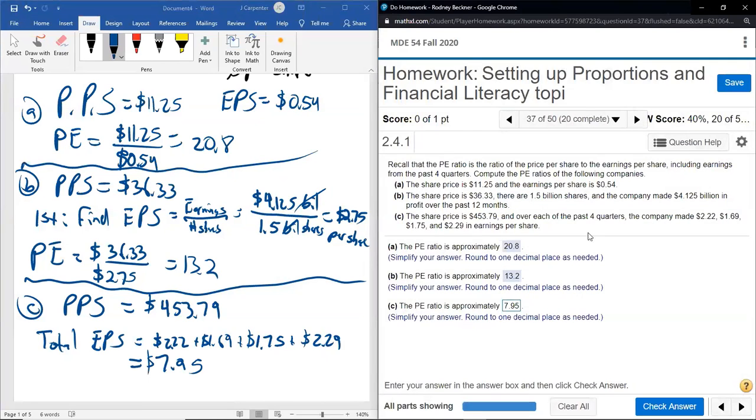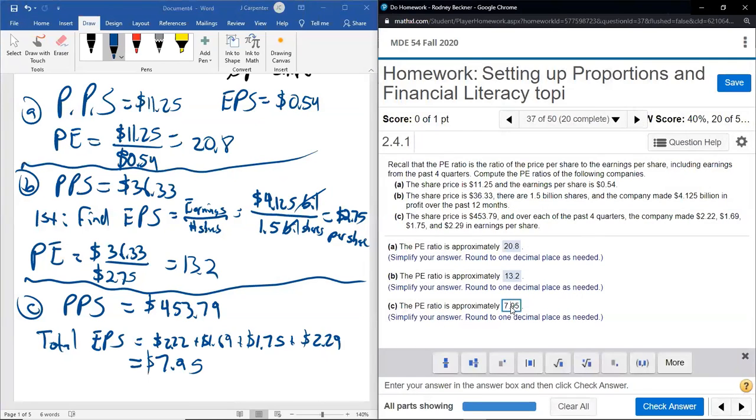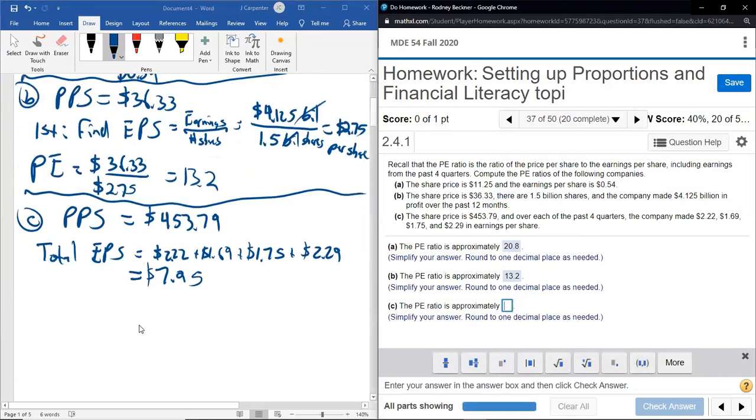And I'm not going to read the whole thing of why it's wrong, because I'm just going to go ahead and tell you. This is wrong because that was just the total earnings per share. We were finding the PE ratio. That's nice that we have the total earnings per share right now. We need it for the PE ratio, but it's not the answer.